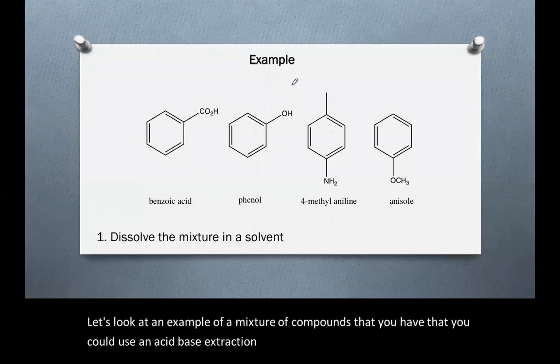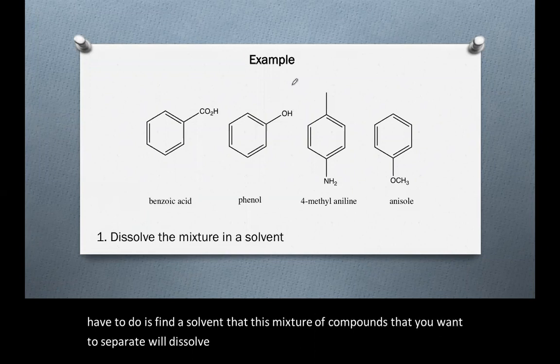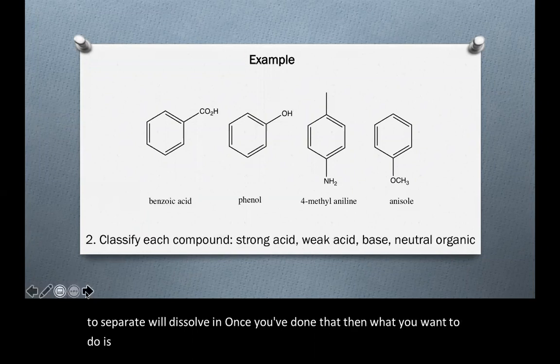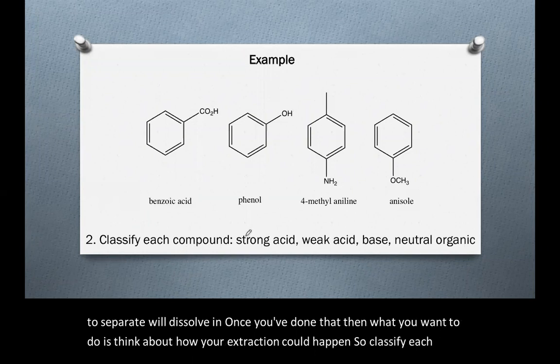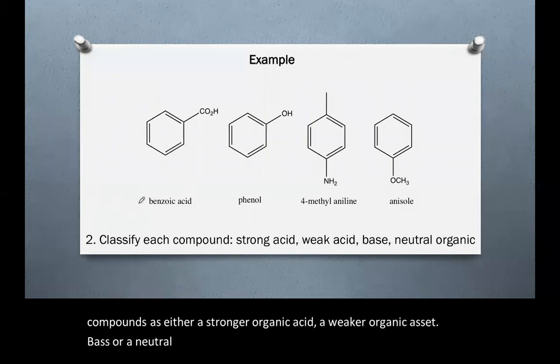So the first thing that you're going to have to do is find a solvent that this mixture of compounds that you want to separate will dissolve in. Once you've done that, then you want to think about how your extraction could happen. So classify each of the compounds as either a stronger organic acid, a weaker organic acid, a base, or a neutral organic. Benzoic acid, this is a stronger organic acid.